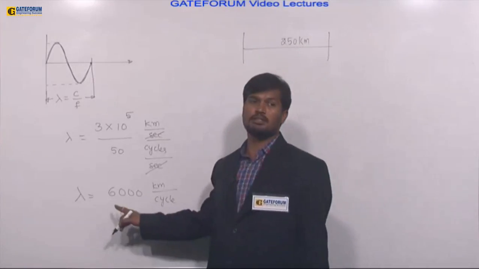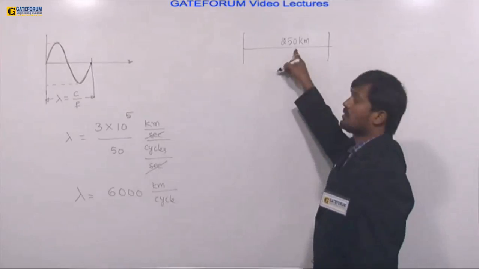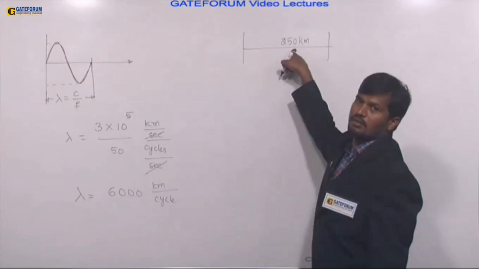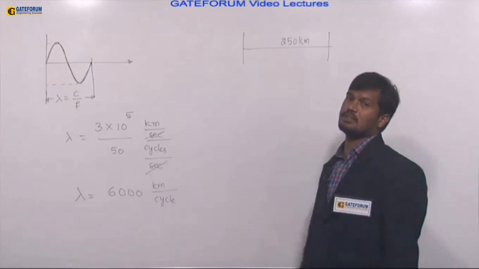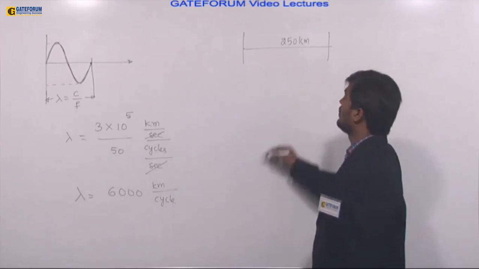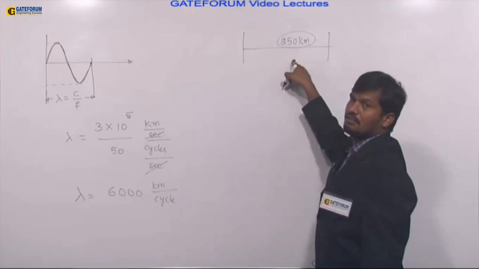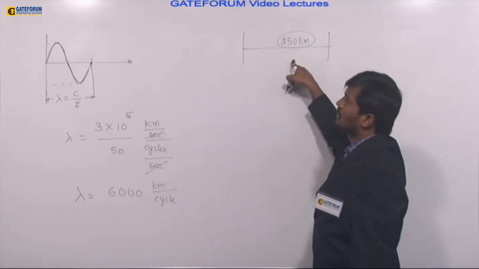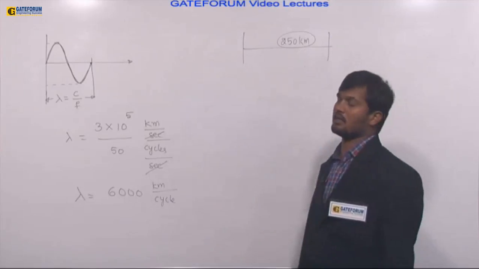Wavelength is 6000 kilometers for one complete cycle, but the actual length of the transmission line is not more than 250 kilometers. Therefore, wavelength is more, actual length is less. Therefore, transmission lines are classified based on the physical length of the line rather than wavelength.